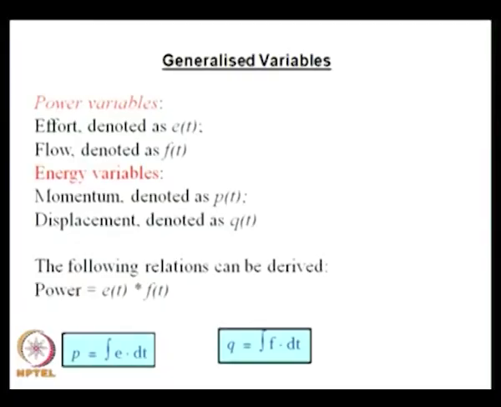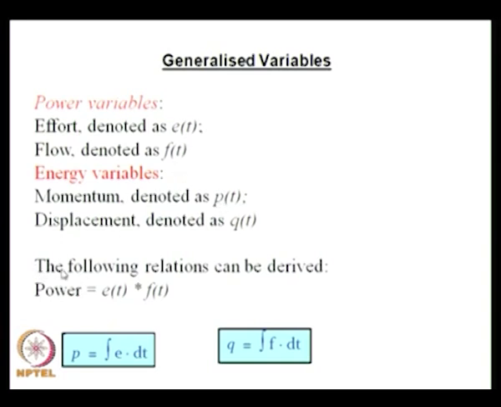So I will just explain the generalized variables. As I told you initially, the power variables are effort and flow. Effort is represented by E and flow is represented by F. Then we have two other parameters known as energy variables. The energy variables are the momentum and displacement. Momentum is represented using P and displacement is denoted by Q, and there is a relationship between P, Q and E and F.